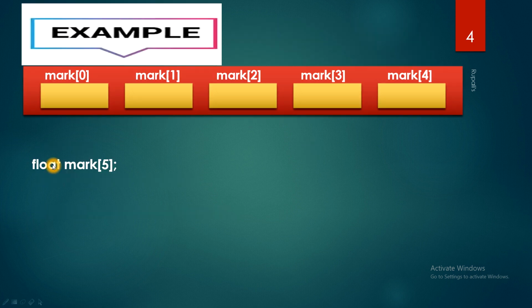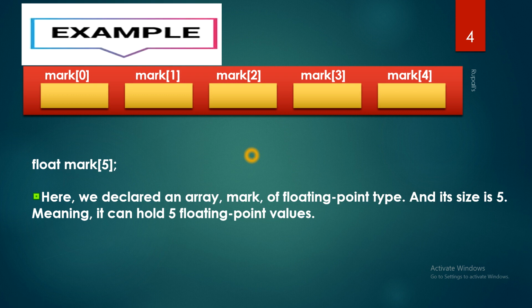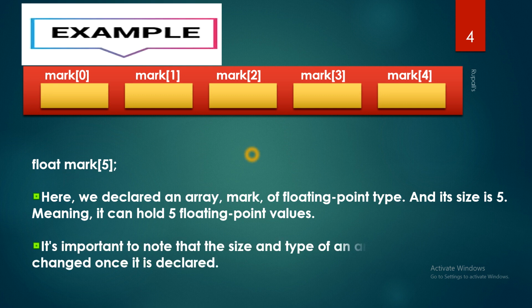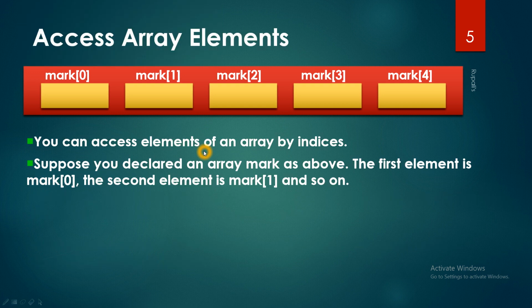Take another example. float mark[5]. So it is a float array of size 5. The name is mark and the data type is float. Here we declared an array mark of floating point type and its size is 5, meaning it can hold 5 floating point values. It is important to know that the size and type of an array cannot be changed once it is declared. If you declare this, you can't change the size and type of the array again. You can't change this 5 and you can't change the data type.